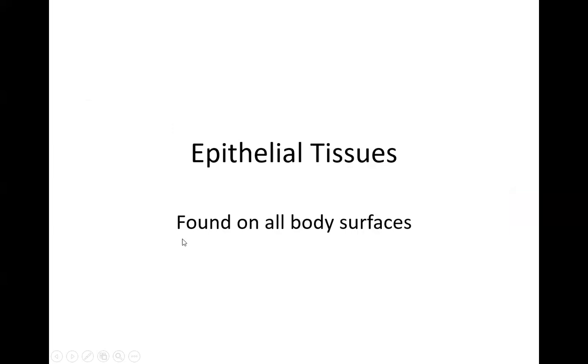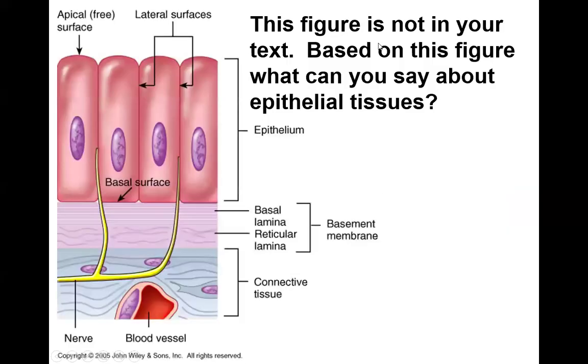The epithelial tissue is found on all the body surfaces. So based on this figure, what can you say about epithelial cells? These are your epithelial cells. This is your connective tissue, and you see that the blood is found in the connective tissue, and you have the basement membrane. The basement membrane is made up of the basal lamina, which is closer to your epithelial tissue, and then there's the reticular lamina that is closer to the connective tissue.